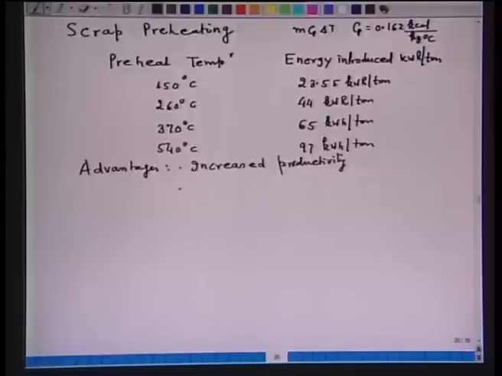Second advantage is reduced electrode and refractory consumption.